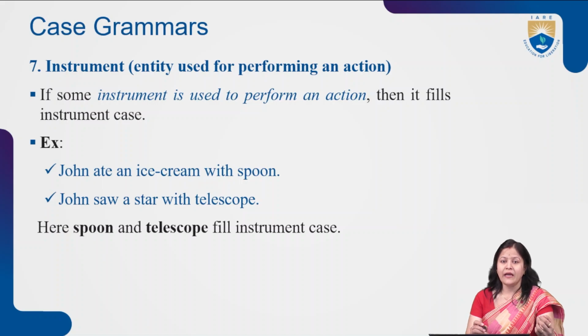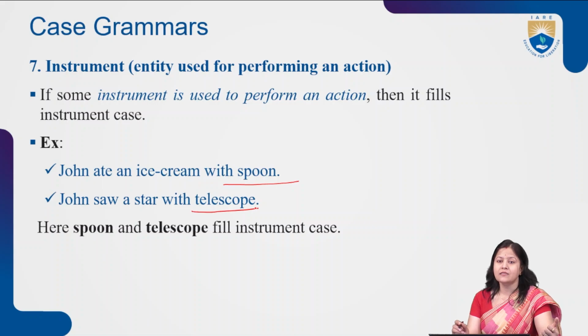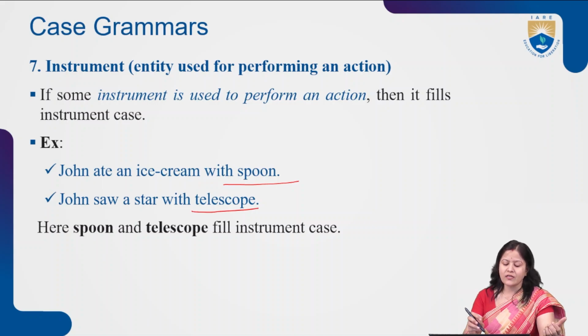What is he performing? Eating an ice cream with a spoon. So what is the instrument here? Using a spoon to eat ice cream. So spoon is considered as an instrument case. Second example, John saw a star with a telescope. How did he see the stars? With the telescope. So telescope is considered as the instrument case. John is the agent case.